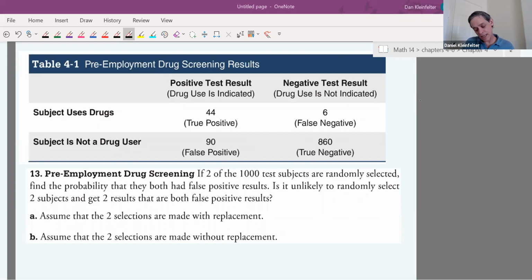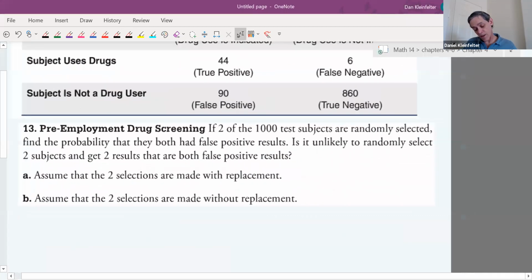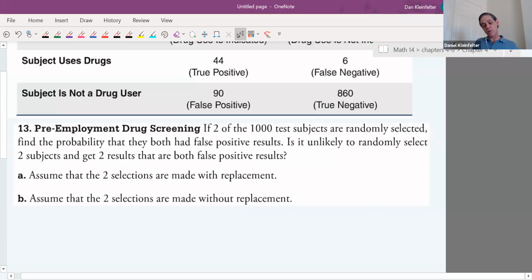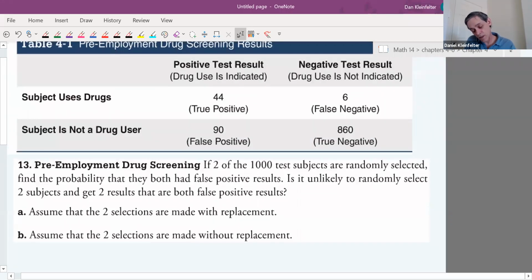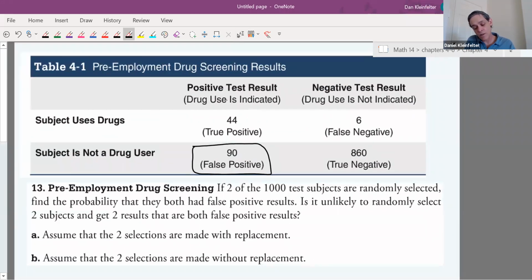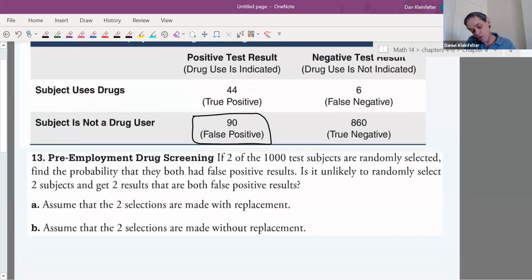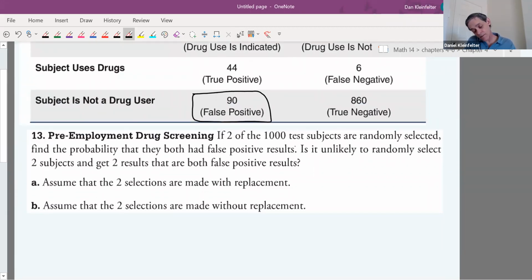So this is a set of 1,000 results of some drug screening, and we want to answer some questions based on this data. Okay, so here it says if 2 of the 1,000 test subjects are randomly selected, we want to find the probability that they both had false positive results, and then we want to know if it's unlikely to randomly select 2 subjects and get 2 false positives. So the false positives are these 90 people who are not drug users and yet who tested positive. So we want to know whether they're both false positives, the 2 of these people.